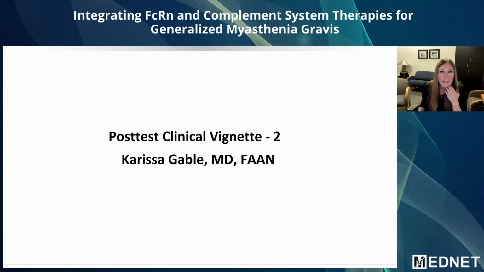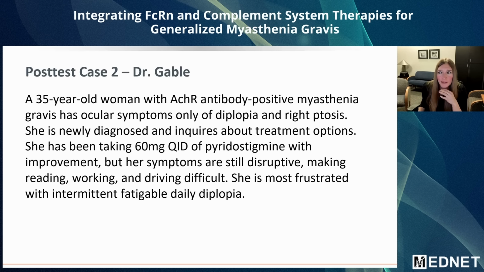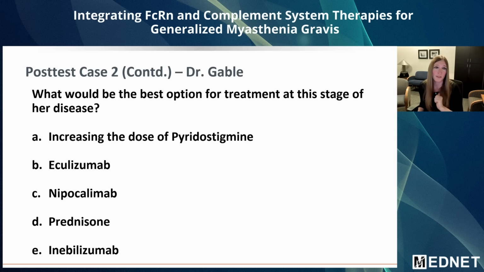So with that, I'll wrap up. With this clinical vignette, we'll go back to the 35-year-old woman with acetylcholine receptor positive MG who has ocular symptoms only, with a new diagnosis, where pyridostigmine seems to be having some effect, but she still has a lot of breakthrough symptoms that are very disruptive to her life. We'll see what you feel is the best option for treatment at this stage.